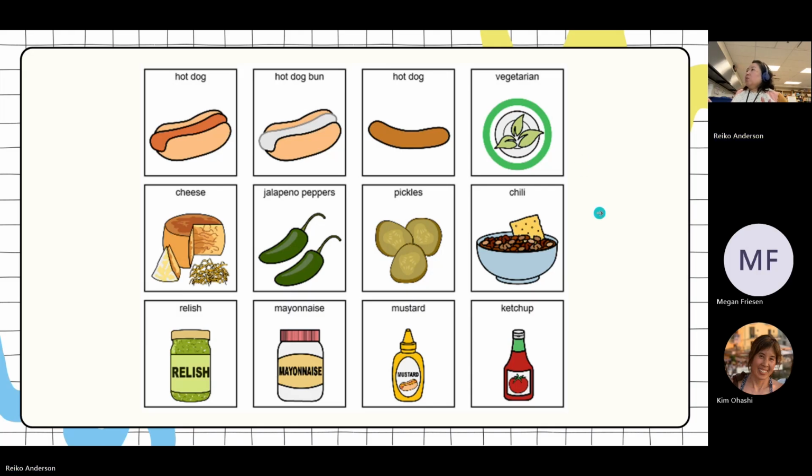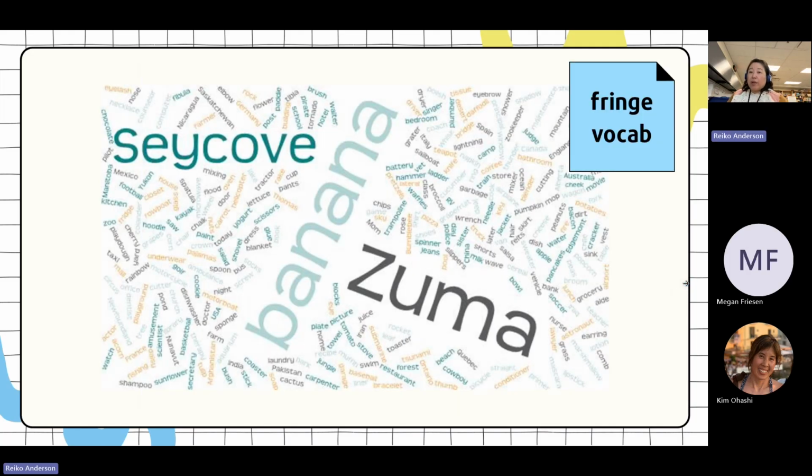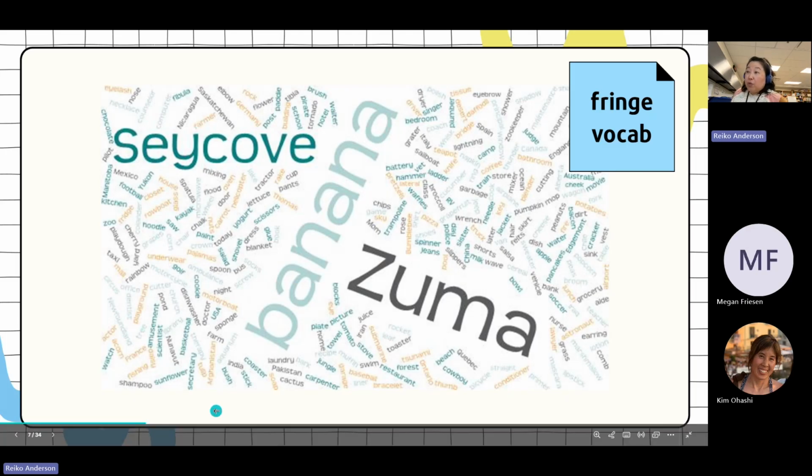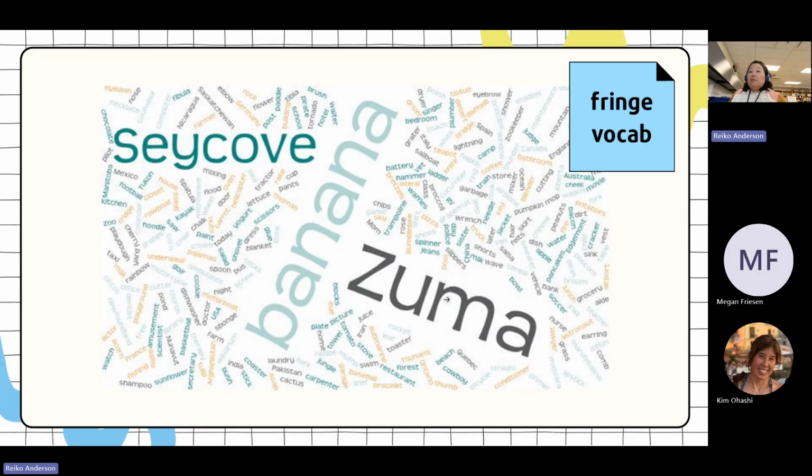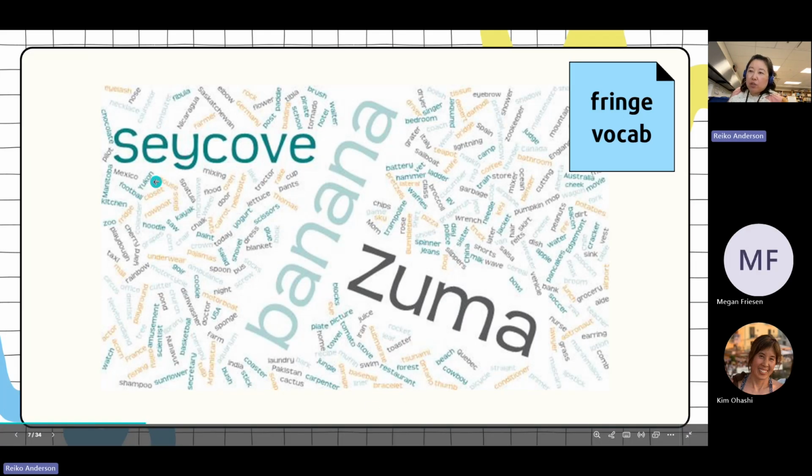So what we've landed on here is the difference between core vocabulary and fringe vocabulary. So fringe vocabulary is like chili, right? It's the stuff that's really important for me to customize because it's important to me so that I can get my stuff the way I want it, right? I can talk about the stuff I want to talk about. So I might need Sea Cove if I go to Sea Cove. I might need banana if that's my favorite food. I might need Zuma if I love Paw Patrol, right? But I might not need all these other words because they're not necessarily stuff I want to talk about.